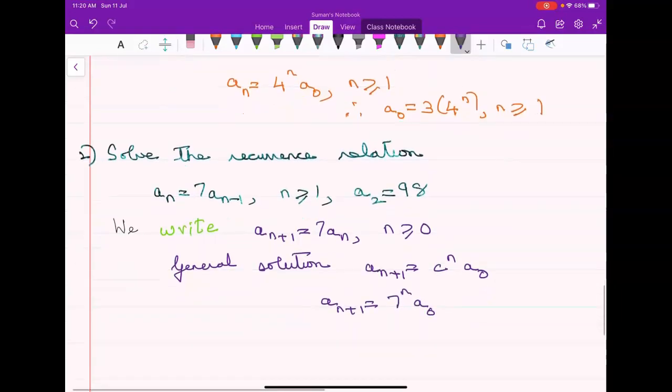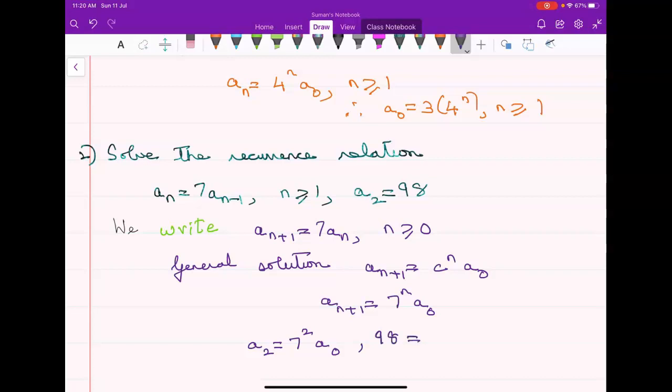Now I don't know what a_0 is. So using the same formula for a_2, if n equals 1, we get a_2 = 7 squared into a_0. I hope this is clear to you, because a_2 will be 7a_1 and a_1 will be 7a_0. So a_2 will be 7 squared a_0 and a_2 is given to be 98.